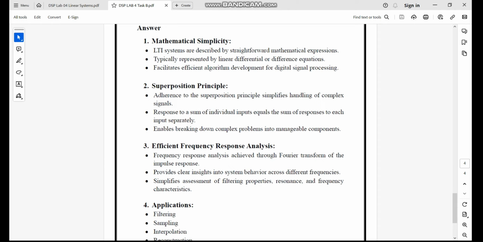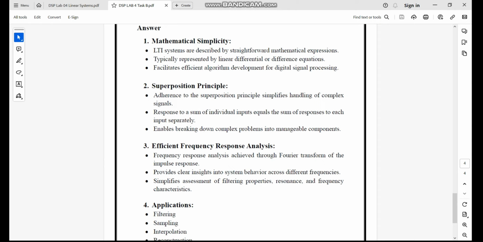This principle states that the response to a sum of individual inputs equals the sum of responses to each input separately. This linearity allows engineers to break down complex problems into more manageable components, streamlining system analysis and design.